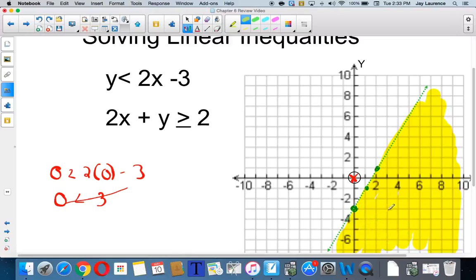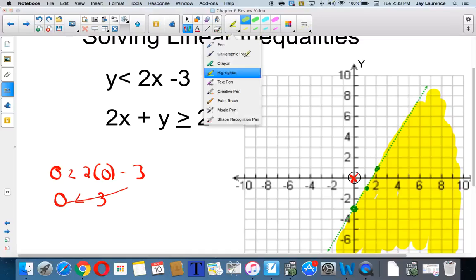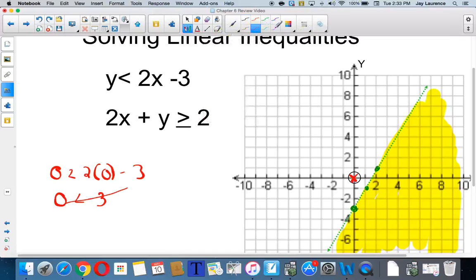The origin just makes the math easy. So I could have plugged in 2, 5 or 0, 10 or anything like that. I like to use the origin because it makes it simple. Now, by the way, I can't use the origin if the line is going through the origin. Then I have to pick a different point. Okay, so let's try this one.